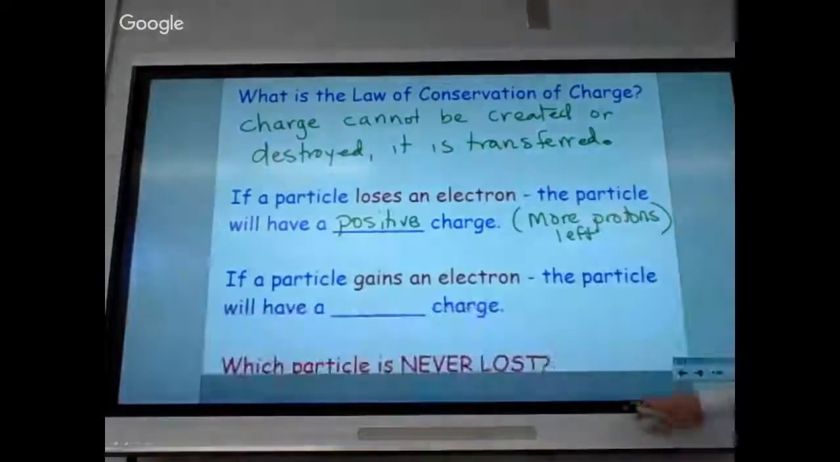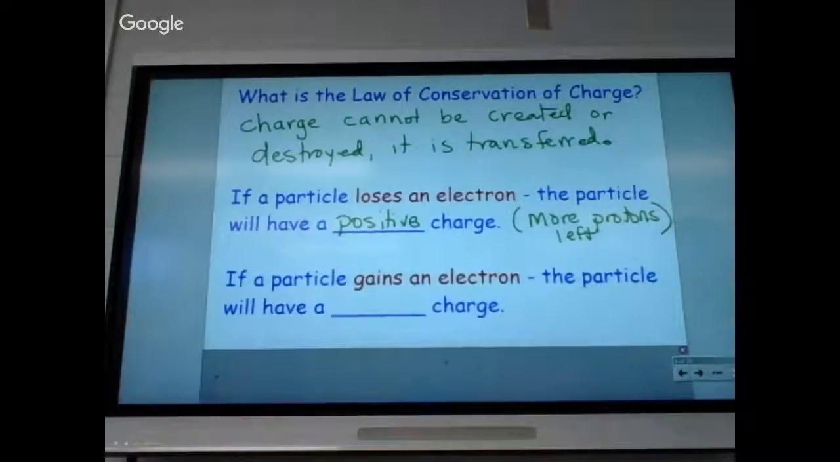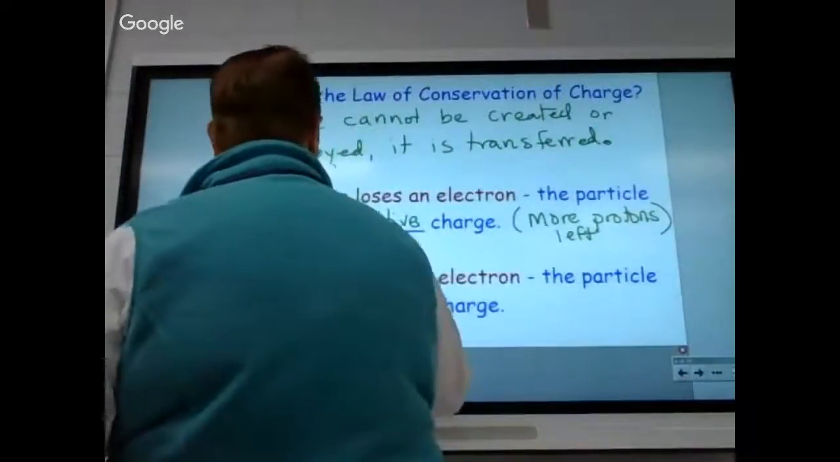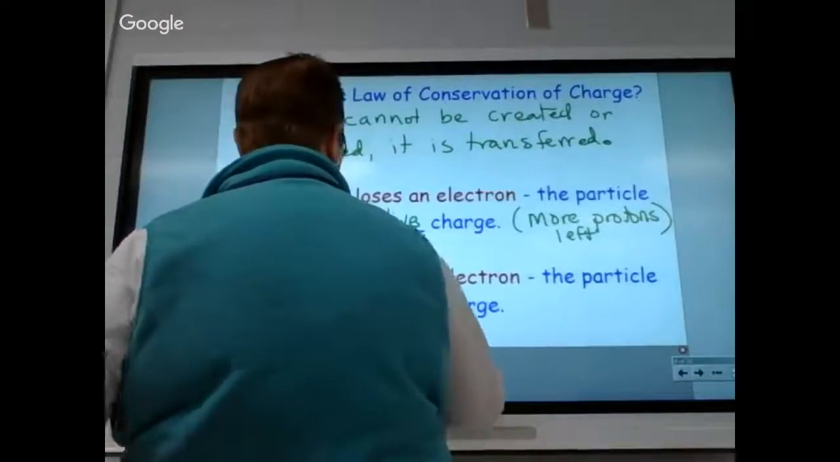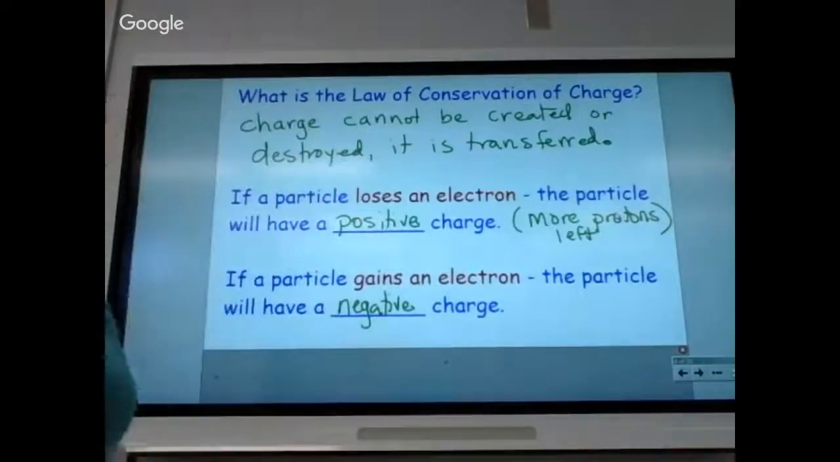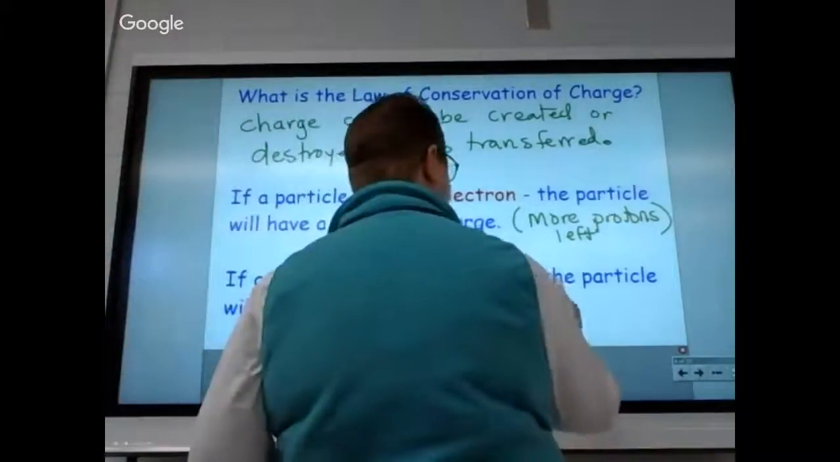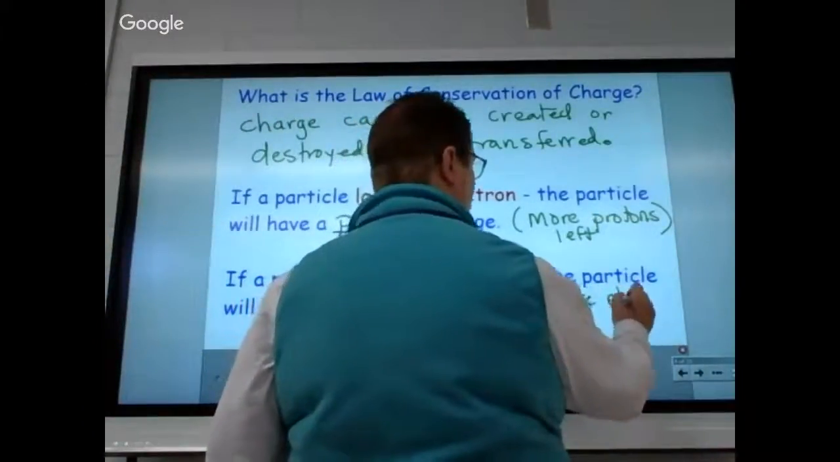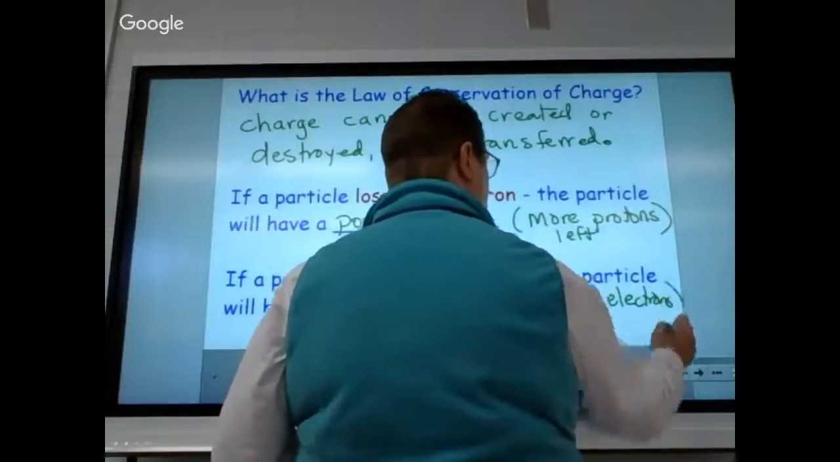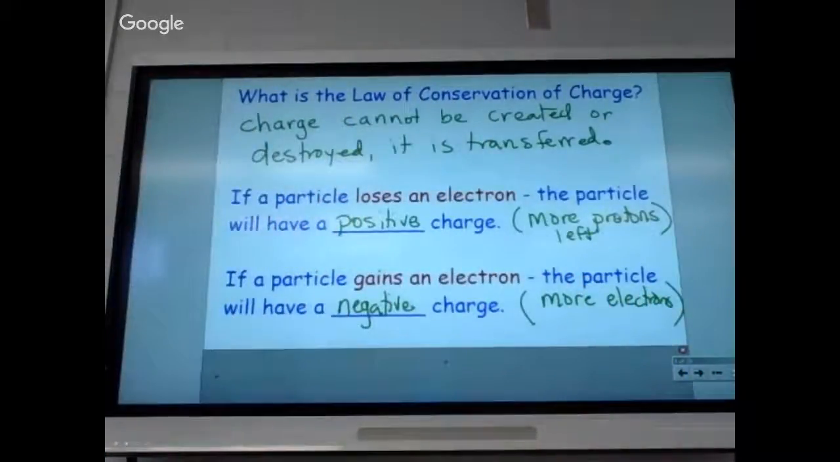Now, the flip side of that is if you gain an electron. What charge do you have if you gain electrons? You have a negative charge. Why would you have a negative charge if you gain electrons? Because now you have more electrons, and electrons have a negative charge.